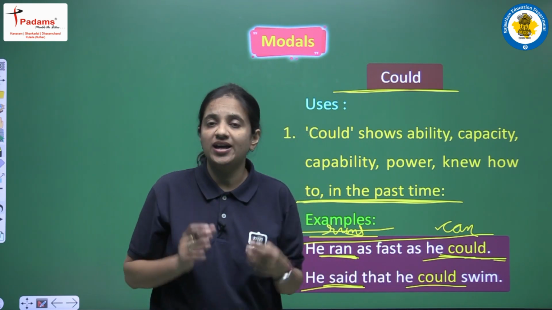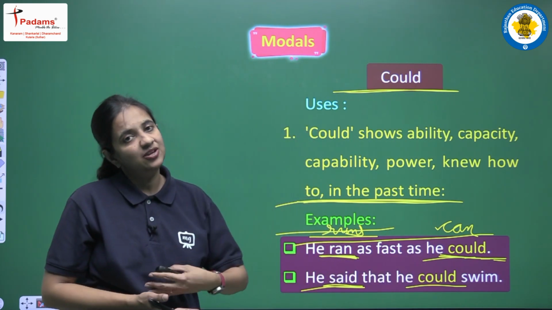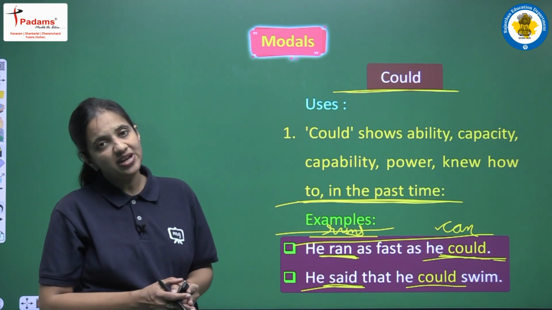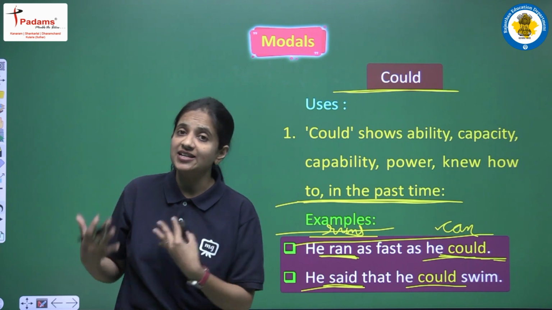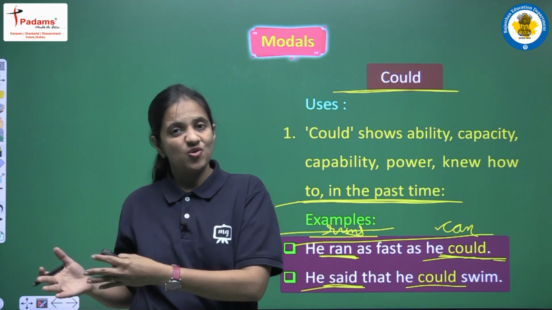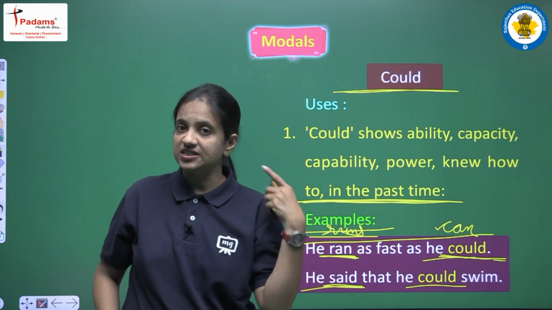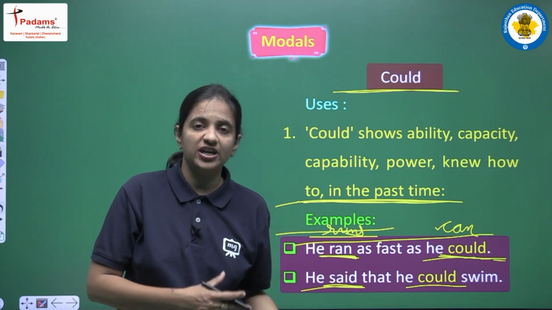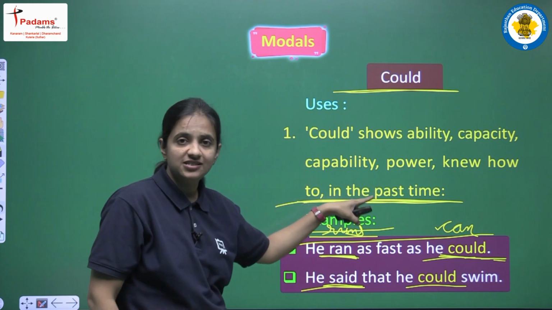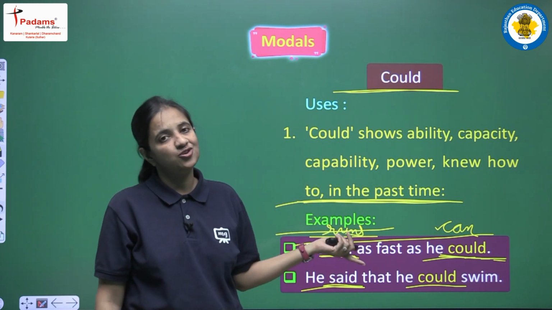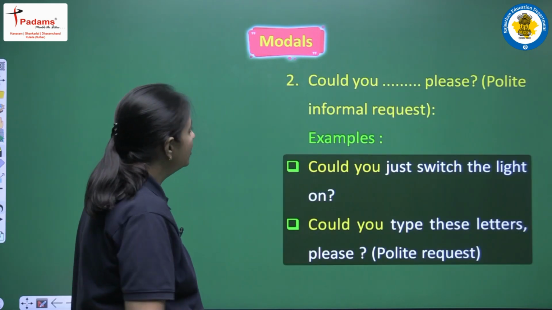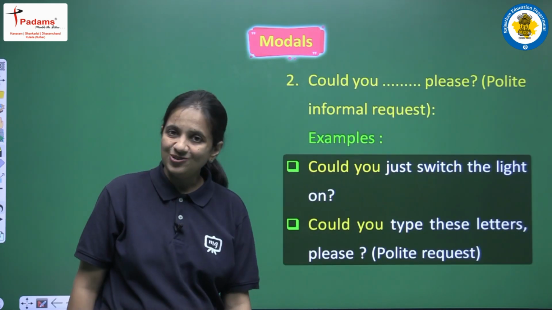Okay, so this is a very important thing that you have to be very careful about. You have to be careful about the tense, that what tense you are having in the sentence. If you are having present, then you have to use can. If you are having the past tense, then you have to use could. Okay, why? To show all these things, all these feelings, or we can say all these moods.